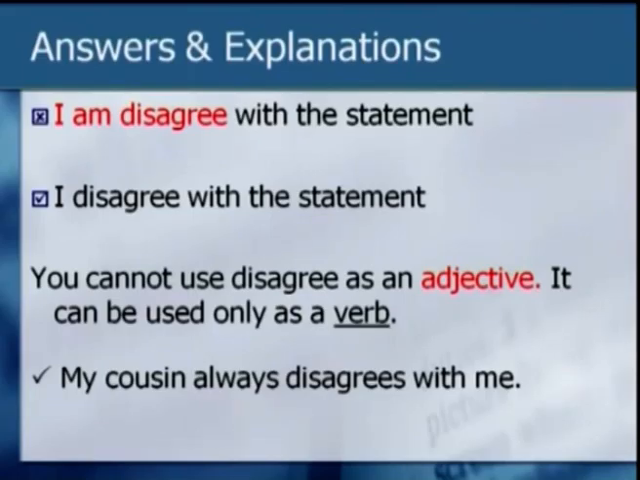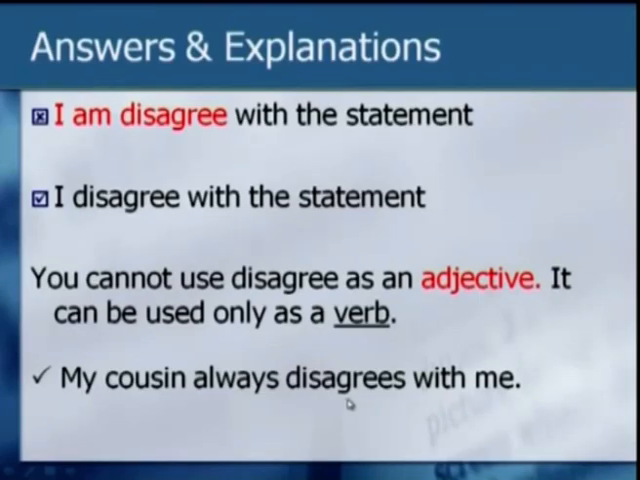Now, what is the explanation? You cannot use disagree as an adjective. Okay, that is, a verb cannot be used in the position of an adjective, and it can be used only as a verb. Now, look at the example: my cousin always disagrees with me. Here, disagrees is used in the verb position, not in the adjective position. And when you say I am disagree, you are putting it in the adjective position, which is incorrect.